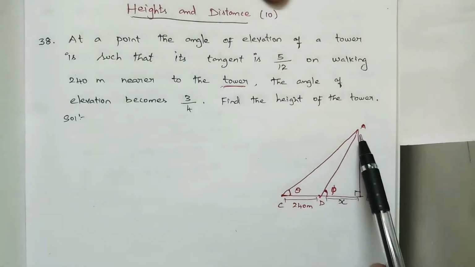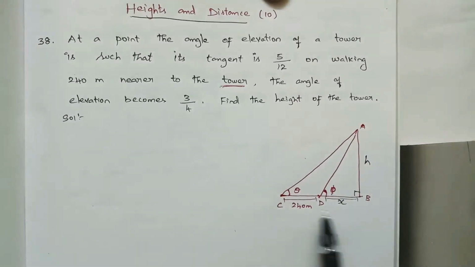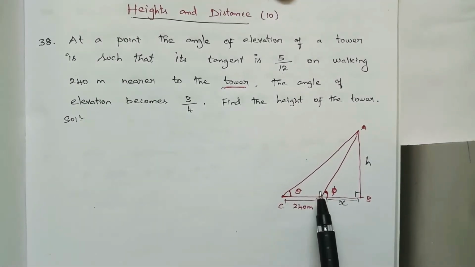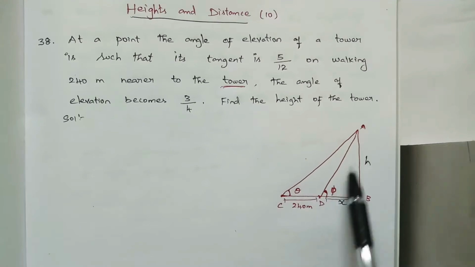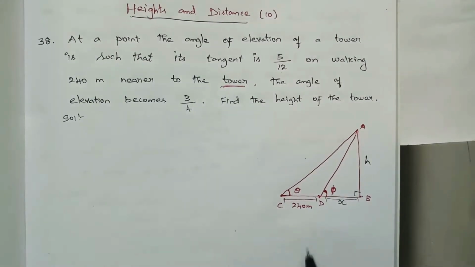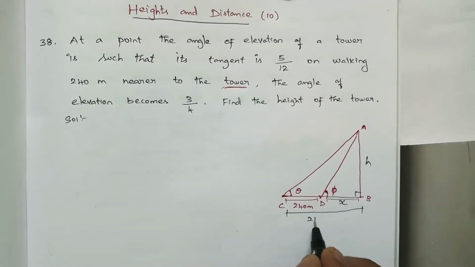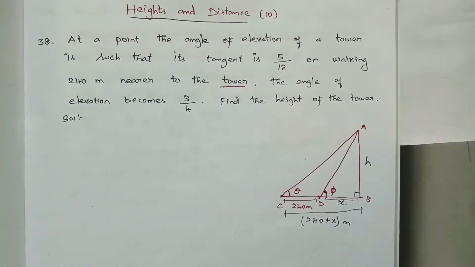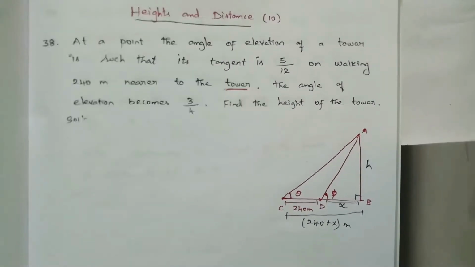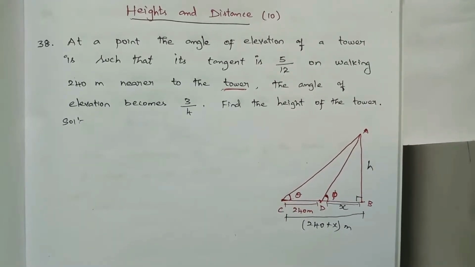Second right angle triangle ABC. In the second right angle triangle, the angle is theta, right? In the first right angle triangle, the angle is pi. Opposite side h. Adjacent side is BC, that is 240 plus x meter, right? So now we know the opposite side and adjacent side for both right angle triangles. Now just go to the given and simplify, you will get the solution, right?